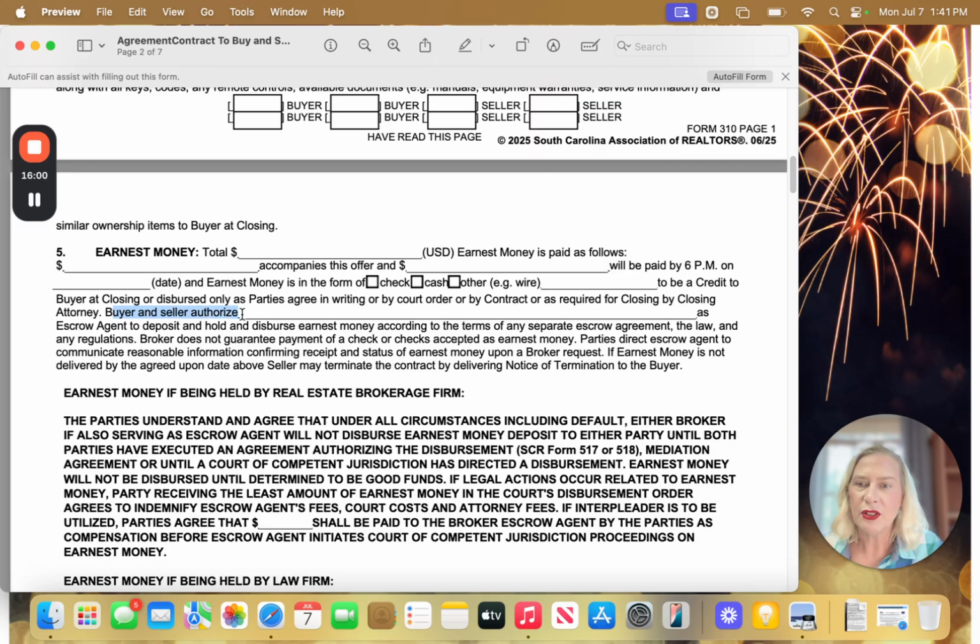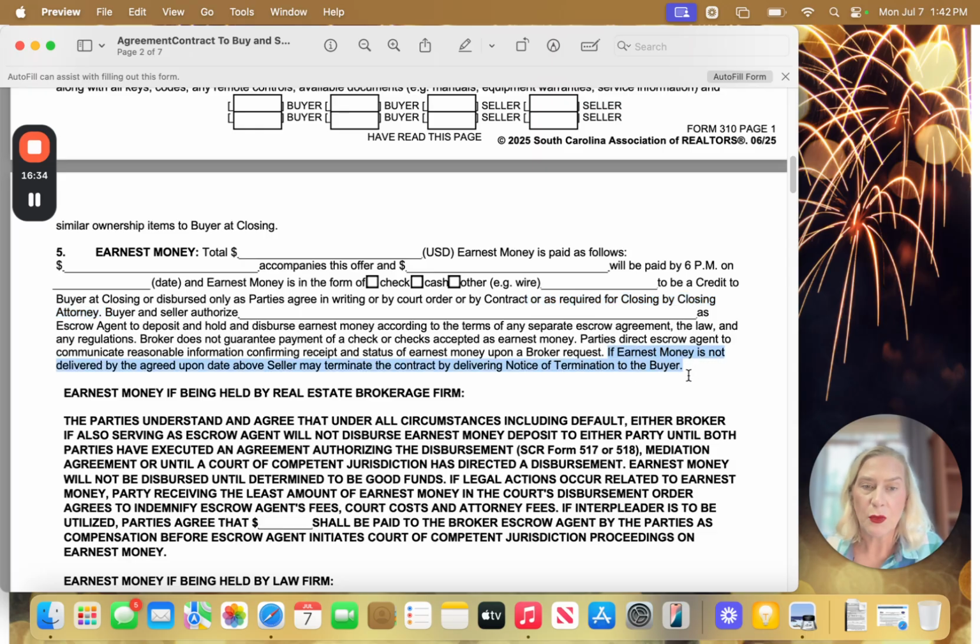The buyer and seller authorize blank as the escrow agent. Who's holding the earnest money? Well, at Carolina Elite Real Estate, we don't hold earnest money. The closing attorneys do. So do you remember when you put the closing attorney on the top of the first page of the contract? You will now put that same closing attorney right here in this section as the escrow agent. It will be Weeks Law Firm, Fody Law Firm, Hand Law Firm. You get the point. Any attorney that will be holding your client's earnest money will be going into this blank right here.